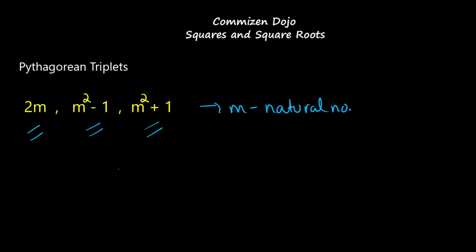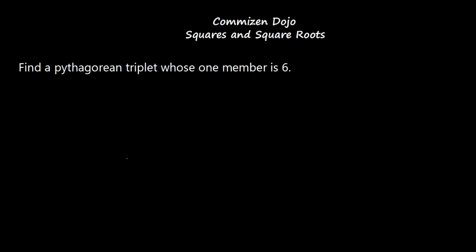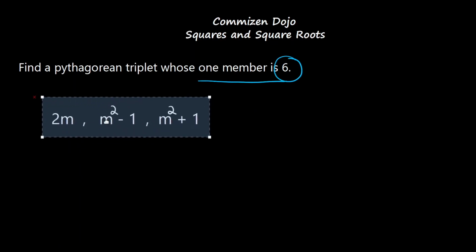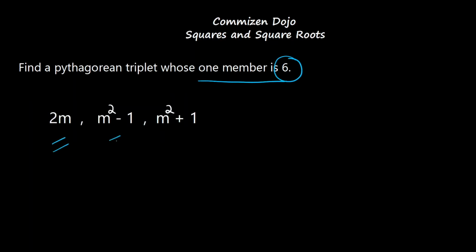Now how can we apply this new concept? So for that, let's pick up an example. So right here we have to find a Pythagorean triplet whose one member is 6. Now we know that we can represent the members of a Pythagorean triplet in the form 2m, m square minus 1 and m square plus 1.